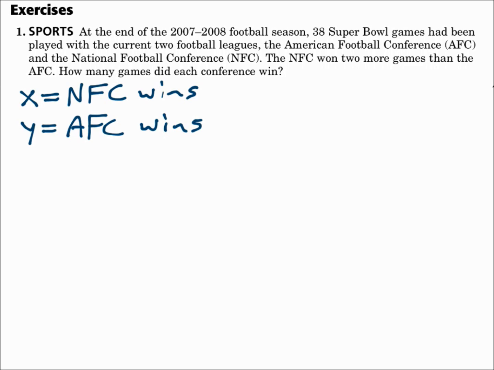Now let's set up our system of equations. Look for clues in the question. 38 Super Bowl games were played, so that means each one of those games was won, so the total number of wins will be the NFC wins plus the AFC wins, and that will add up to equal 38.